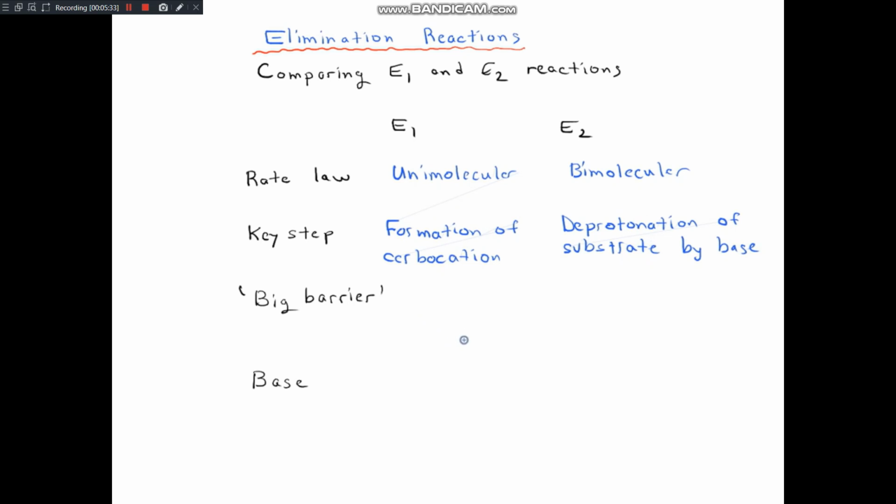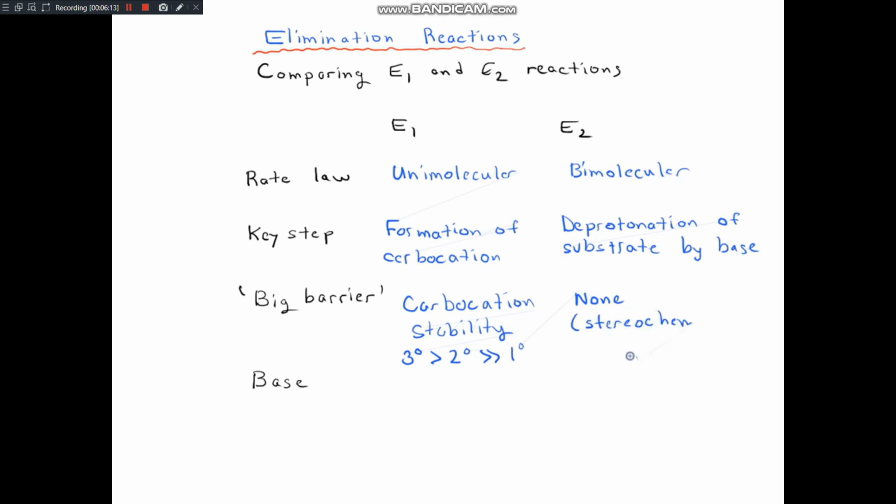Now the big barrier, the thing that limits this reaction from occurring in the case of the E1, is essentially how stable is the carbocation. So carbocation stability really is, tertiary is going to be faster than secondary, which is going to be much faster than primary. And that's really what prevents or assists the E1 reaction from occurring, how stable is that carbocation that we're forming. Now the E2 is not really a big barrier except for stereochemistry.